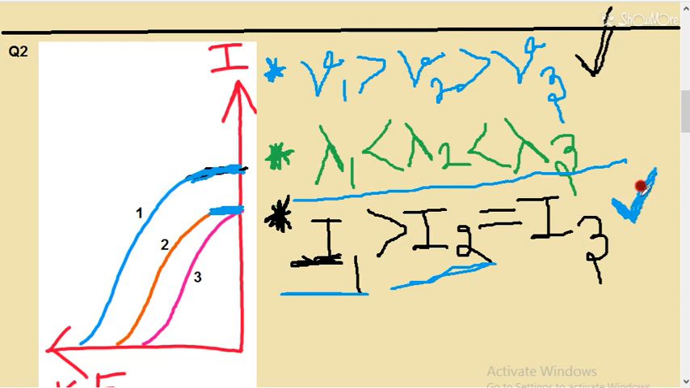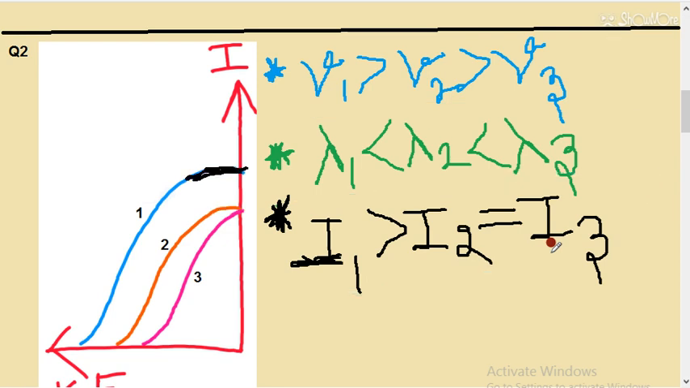So three questions we are doing. From each question we are finding the relation for the frequency of the radiation, the wavelength of the radiation, and the intensity of the radiation. So these three things we are finding from every question, and you can note down the solution now, please. If you have understood, then you can note down the solution. This is the frequency relation, this is the wavelength relation, and this is the intensity relation.